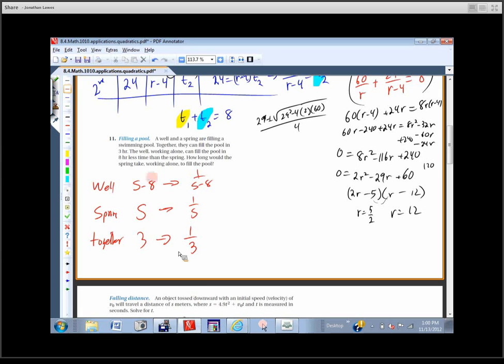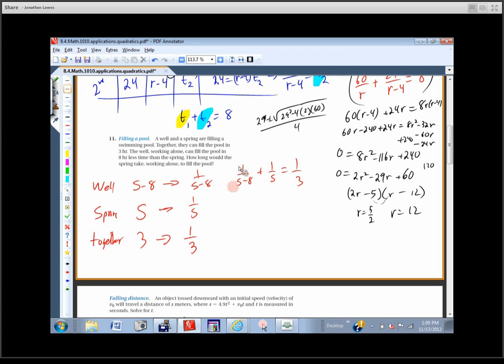So once you figure out these expressions, it's exactly like we did the problems before. So I'm going to take 1 over S minus 8 plus 1 over S, and that should equal 1 over 3. So this is the fraction the well does. This is the fraction the spring does, and this is the fraction that they do together in 1 hour.